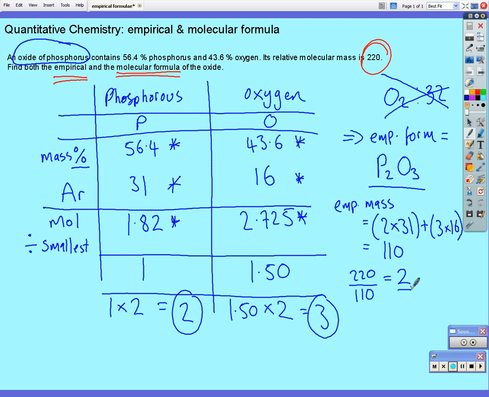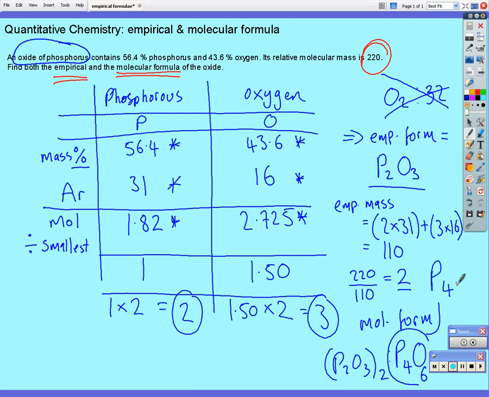So I know that my molecular formula is twice the empirical formula. So my molecular formula is P2O3, or twice, which gives me P4O6. I've run out of space. P4O6. Done.